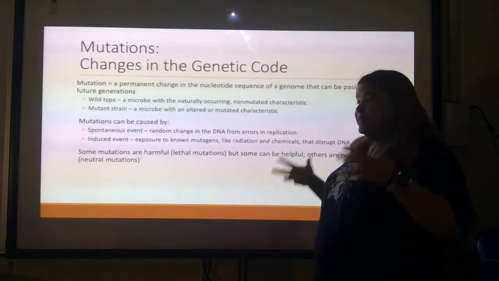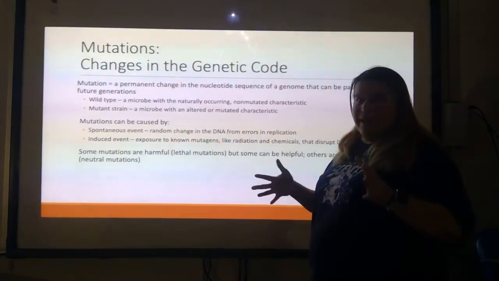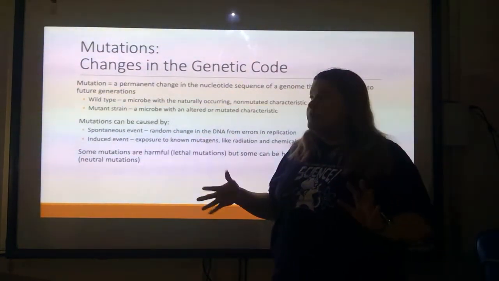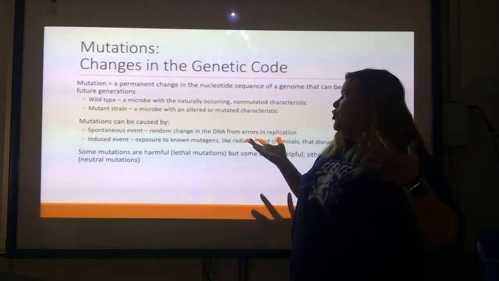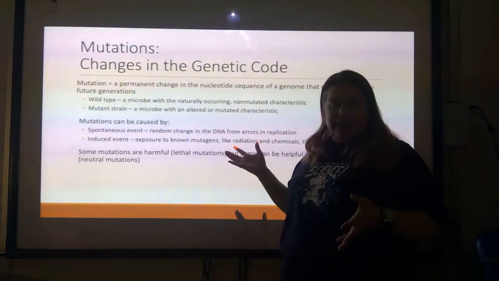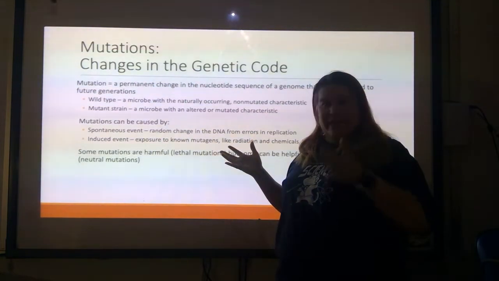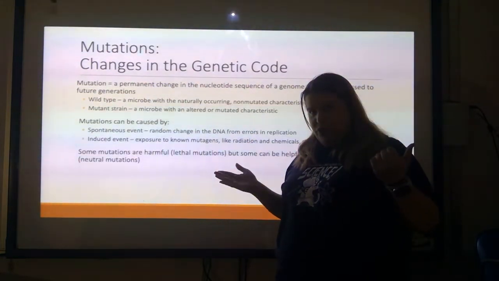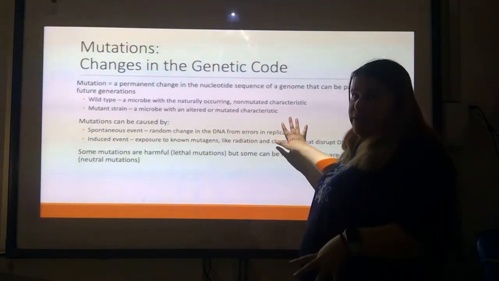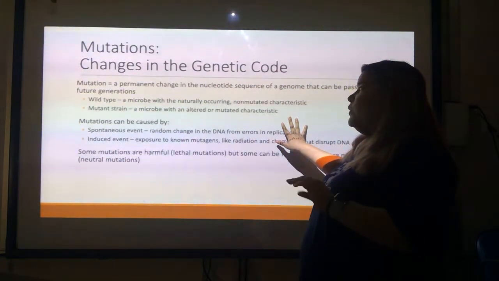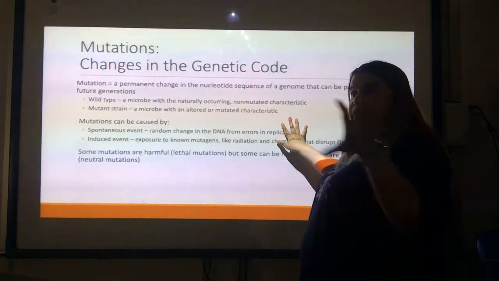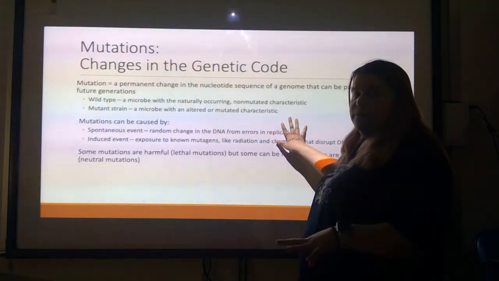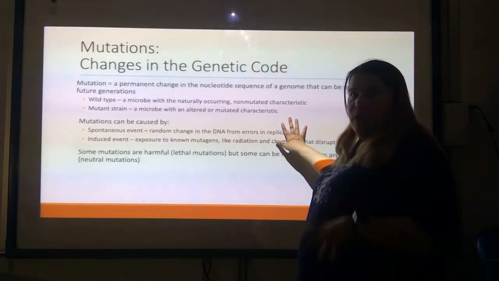We have two types of genes that we basically categorize. Wild type. It's a microbe with the naturally occurring non-mutated characteristics. The genome is the way that it has always been, no change. A mutant strain is a microbe with an altered or mutated characteristic. So their genome has been changed. It's not what it originally was.